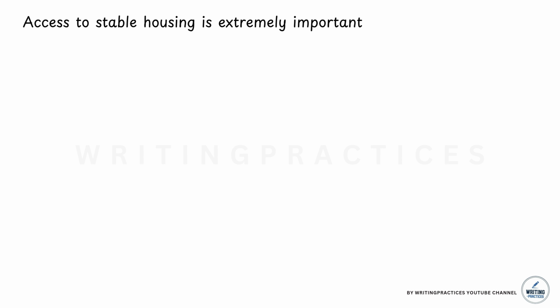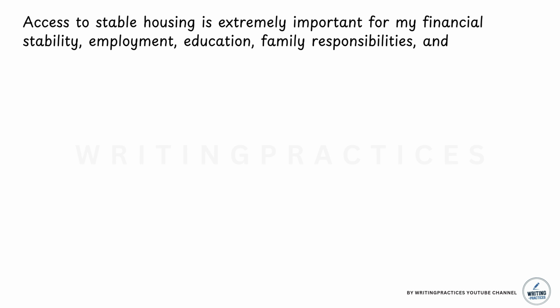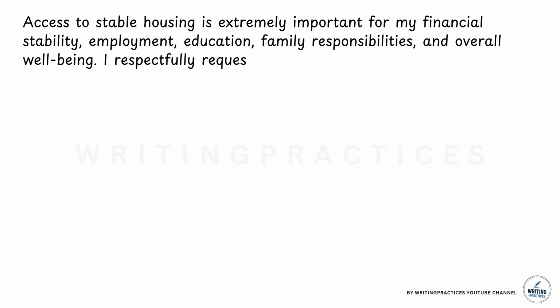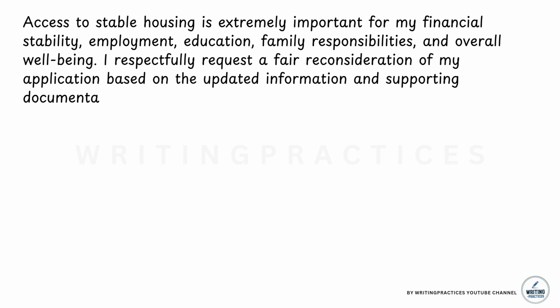Housing importance section. This section explains why reconsideration matters. This helps communicate the real impact of the decision. For example, access to stable housing is extremely important for my financial stability, employment responsibilities, and overall well-being. I respectfully request fair reconsideration based on the updated information and supporting documentation provided. This demonstrates the significance of your request. For tip, explain genuine impacts clearly without exaggeration.